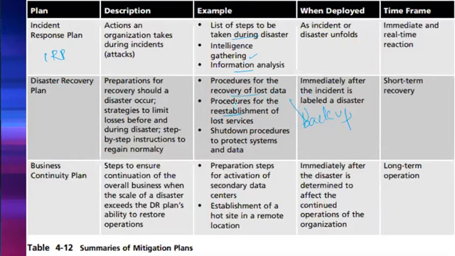Within this firefight, there are different services that are lost. Suppose a server is down or broken, how you're going to re-establish that server. Then the shutdown procedures to protect the system and the data, as there might be a catastrophic event, so you're going to shut down your servers so that at least the backup can be done. Then within the BCP, you're going to have preparation steps for activation of secondary data centers, that is, how you're going to activate these backup centers and back up these files. Then establishment of a hot site in a remote location. So these are your examples.